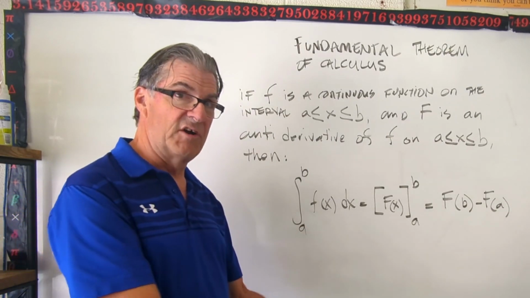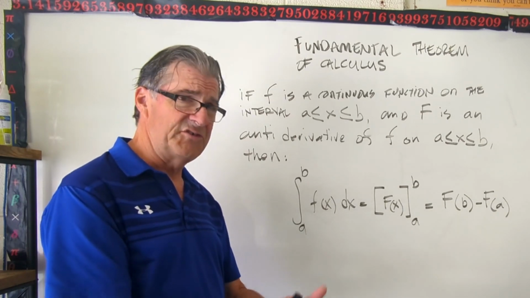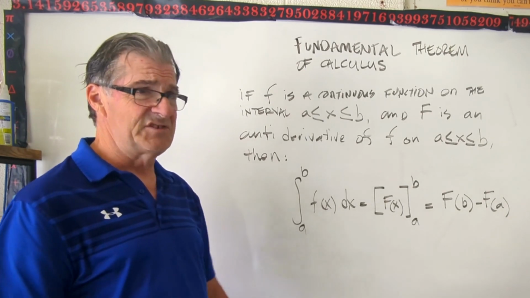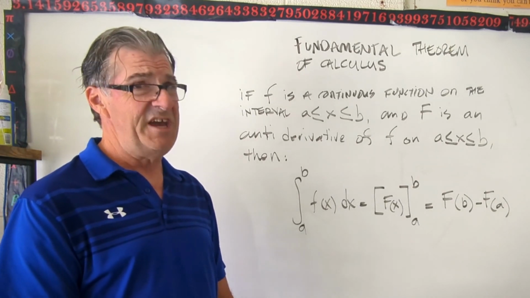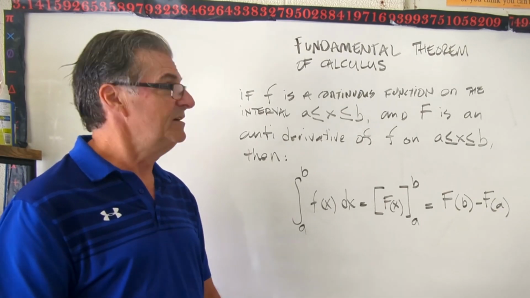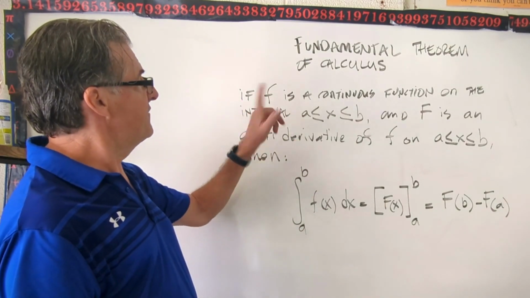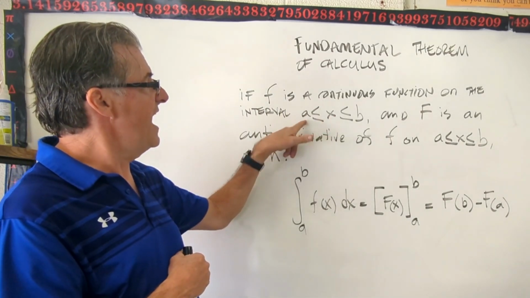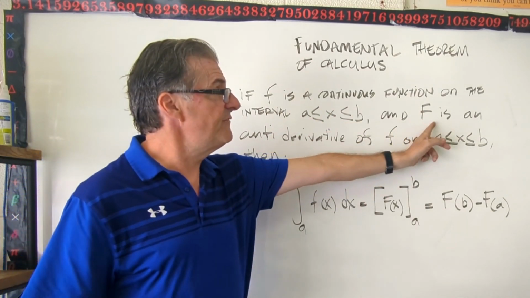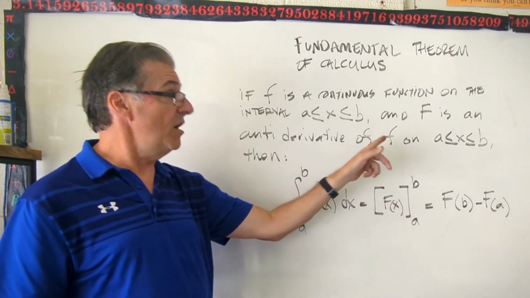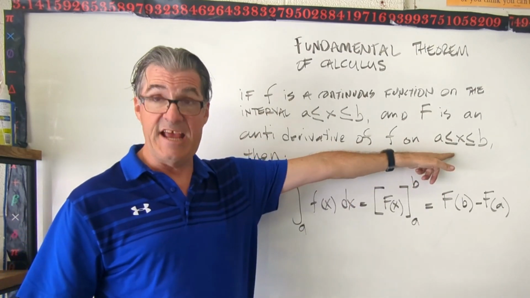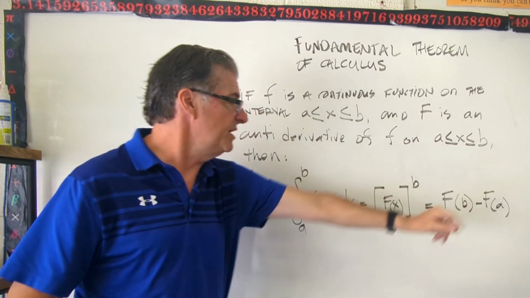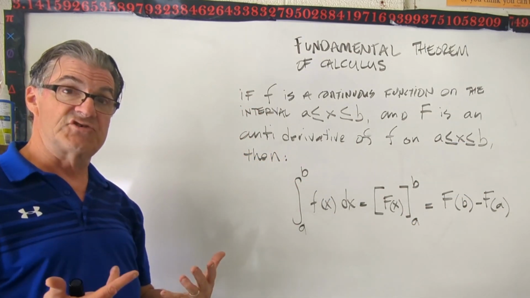I tend to skip over it and go right to integrals, because antiderivatives is like talking about anti-multiplication instead of just saying division. So anyway, if little f is a continuous function on the interval between a and b, and capital F is an antiderivative of little f on that same interval, x between a and b, then here is what's true.